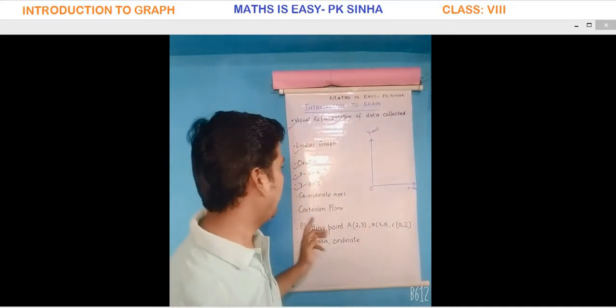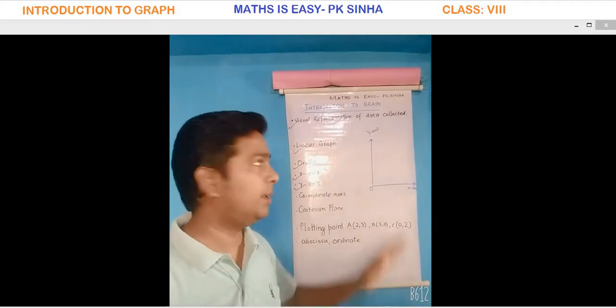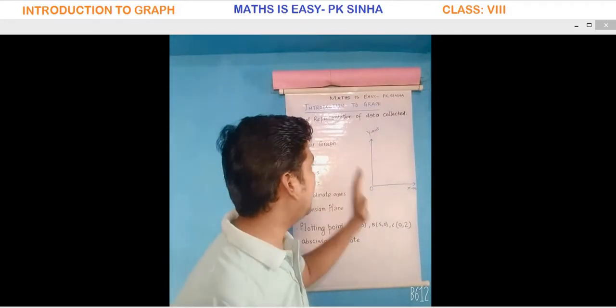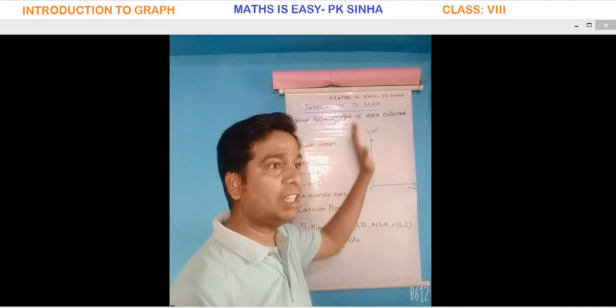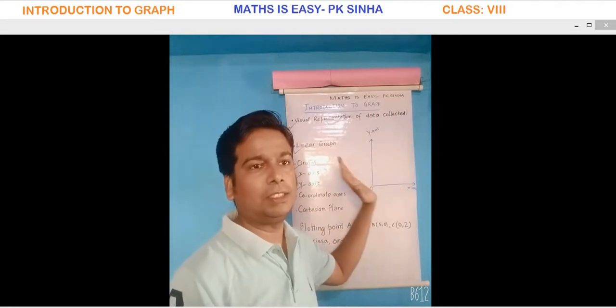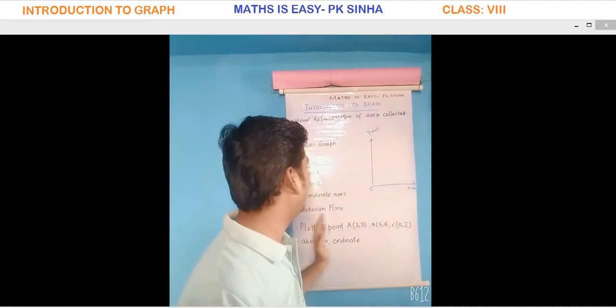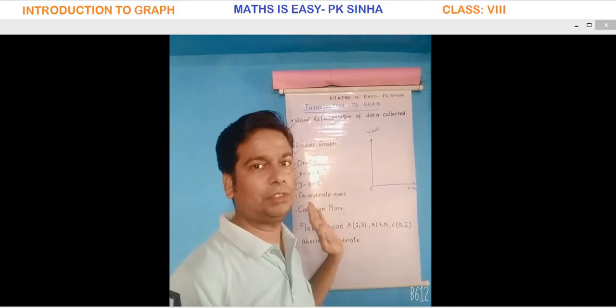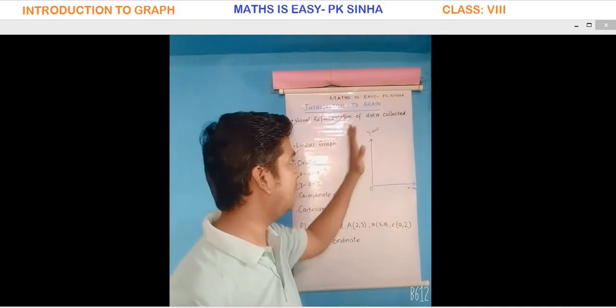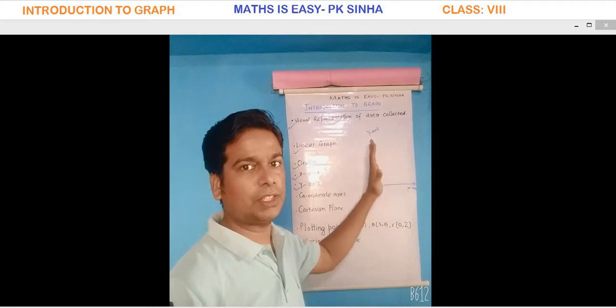Okay. Cartesian plane. It is the plane where the x-axis and y-axis, or the coordinate axis, have been drawn. That very plane is called the Cartesian plane. So the Cartesian plane is nothing but a plane where we can draw the x-axis and y-axis.